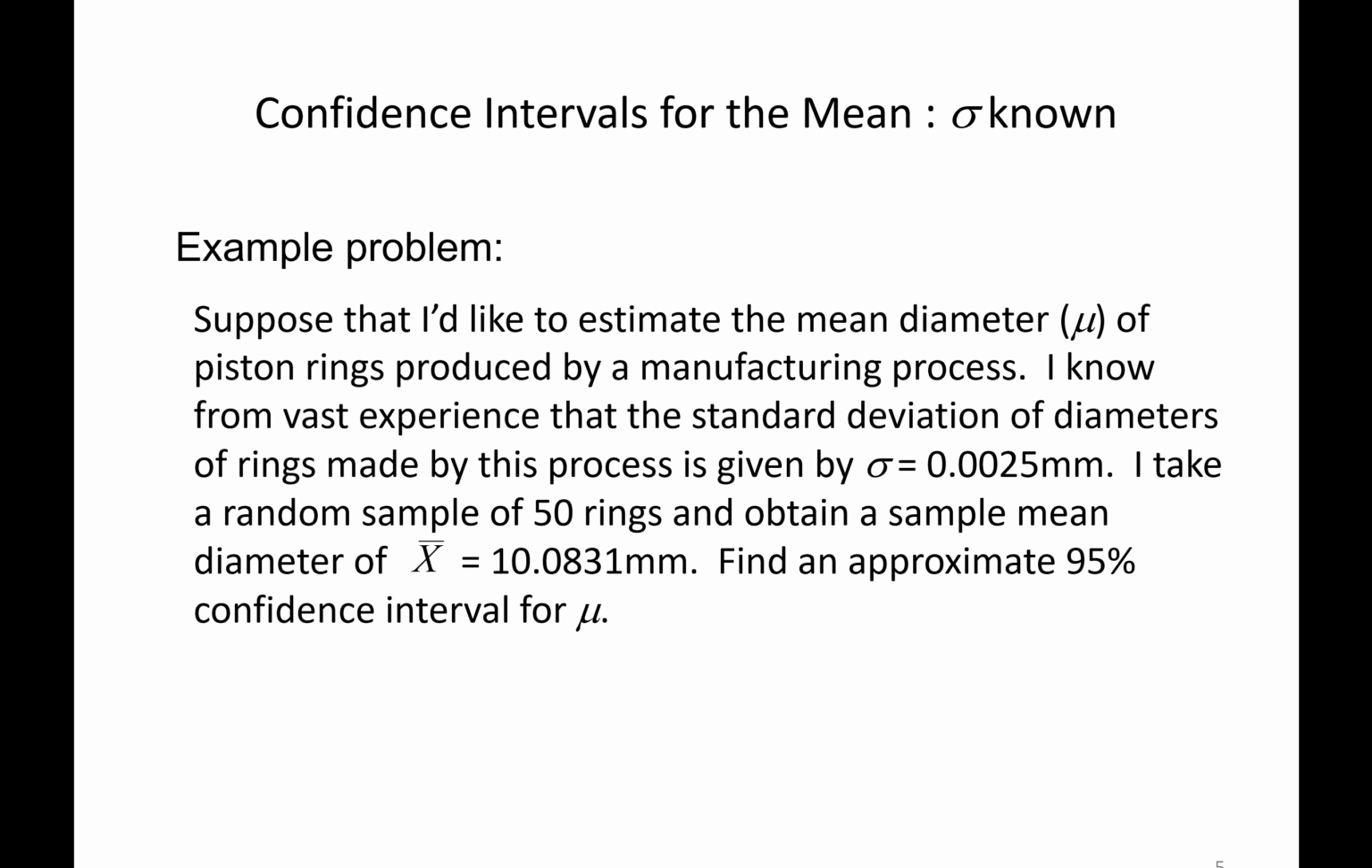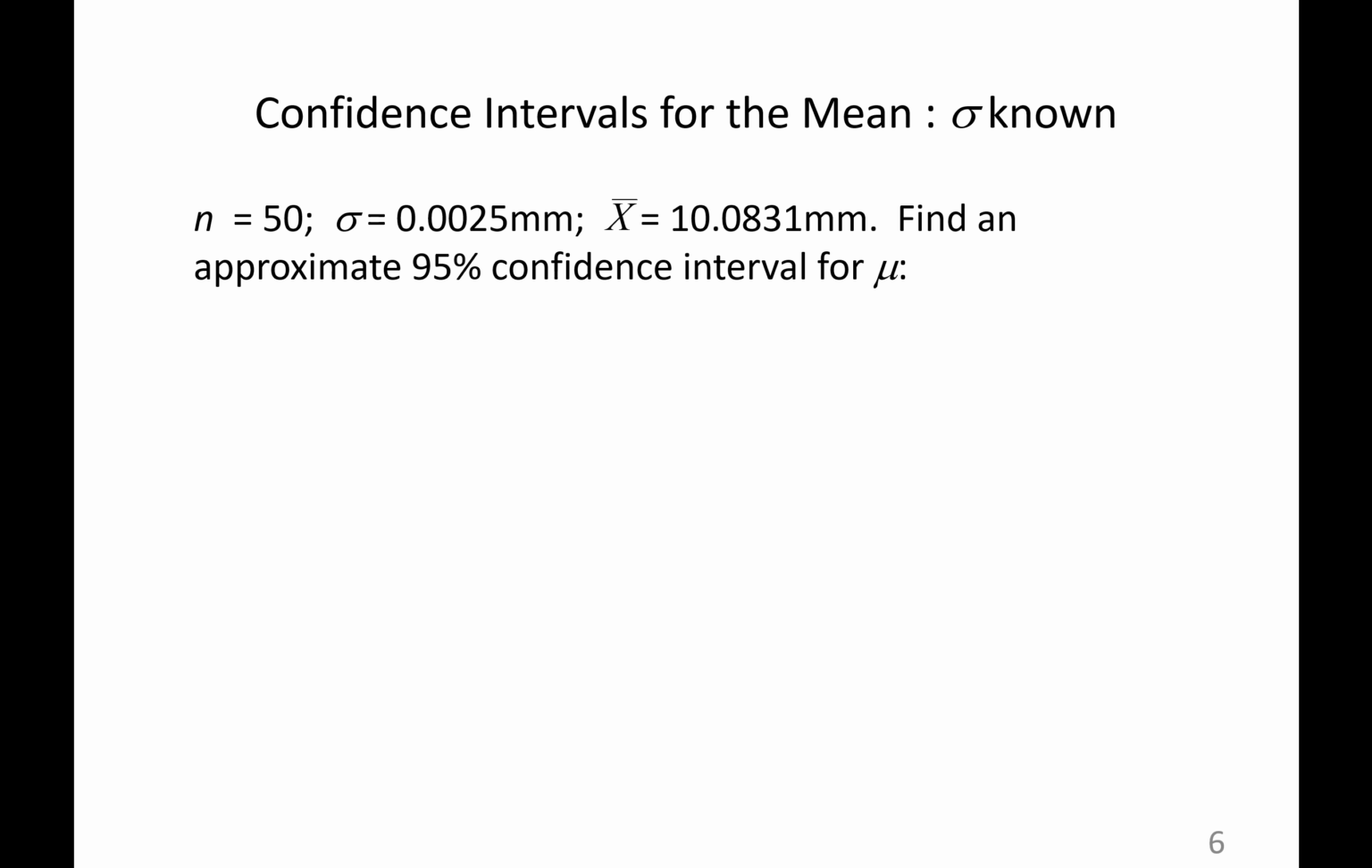So let's look at an example problem. Suppose we'd like to estimate the mean diameter of piston rings that are processed in some factory. And we've done this for a long time, and so the experience that we have allows us to know that the standard deviation sigma is 0.0025 millimeters. We're going to take a sample of size 50, and from that sample we get x bar equal to 10.0831 millimeters, and we want to find a 95% confidence interval for mu.